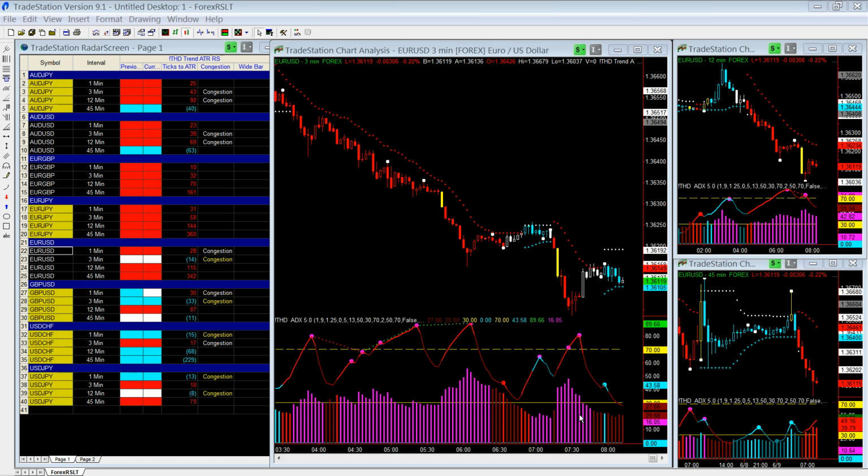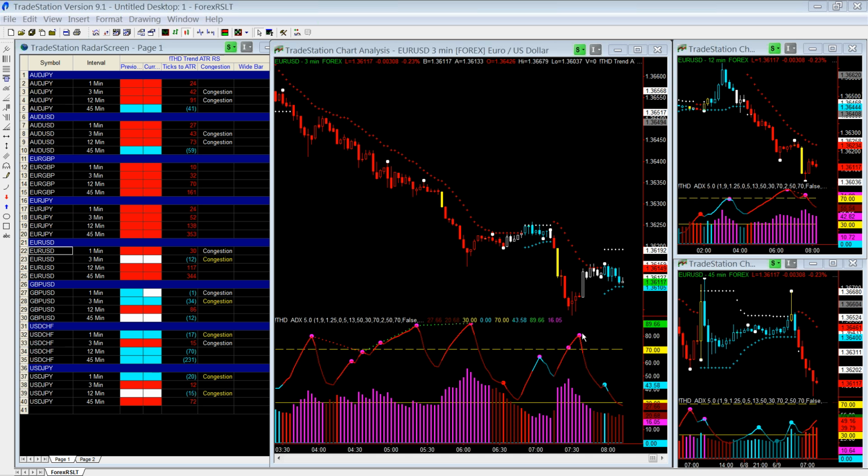Now directly beneath that we do have the ADX indicator, and as you can see, anytime you see these magenta bars, you know that you are in a strong trend, okay? When you get a magenta peak, and I want to point out a magenta peak is a pointed top, sort of like a mountain peak, we're expecting price to retrace to within 5 ticks of the ATR on a 3-minute chart.